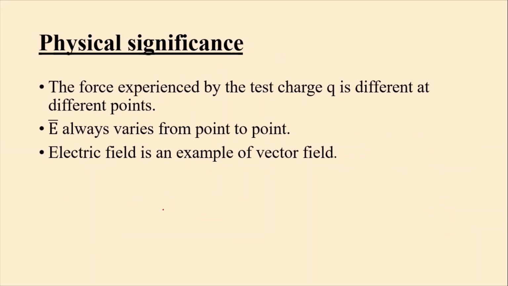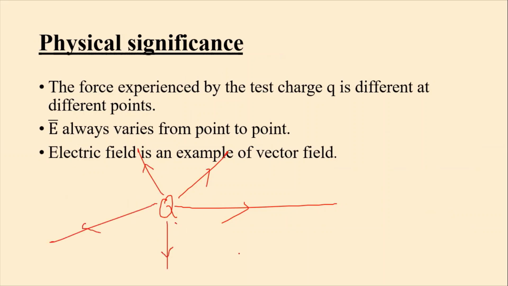So now you know that there is a test source charge. This is exerting a field in all directions. Now, if I bring a test charge, the force experienced at this point will be different, at this point will be different, at this point will be different. So at each and every point, the force experienced by this test charge will be different. It keeps on varying. It always varies from point to point.